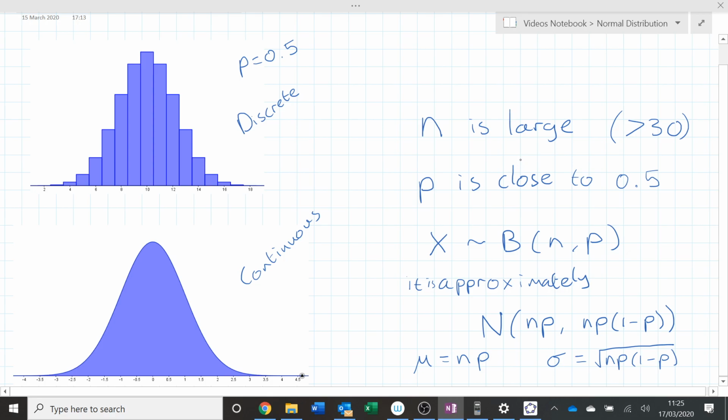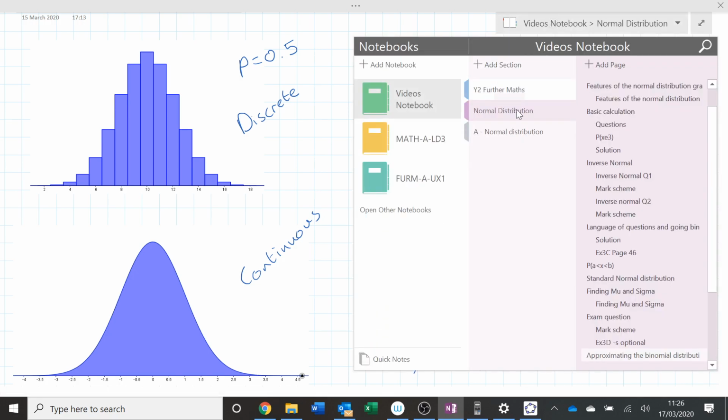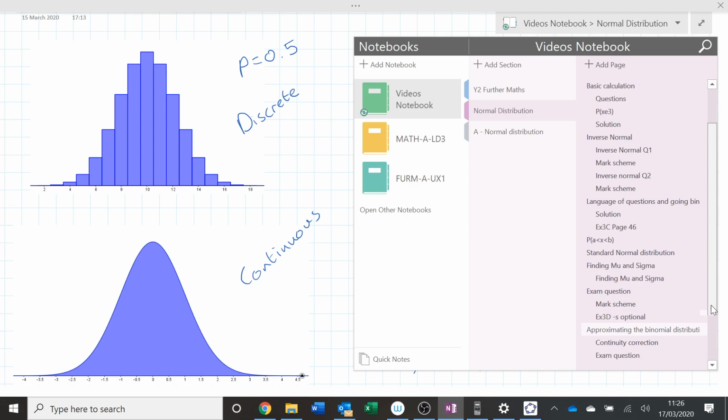Now, there is one other problem that we've come across. The next thing that we need to say is there is something called continuity correction. We came across that before when we said that the probability of x less than or equal to and less than is different in discrete, but it's the same in continuous. So we've got to solve that problem, and it's called continuity correction.